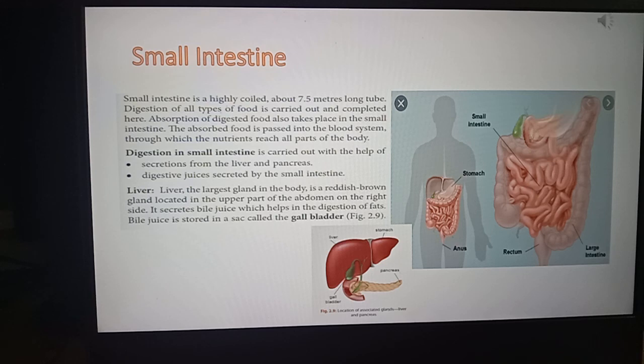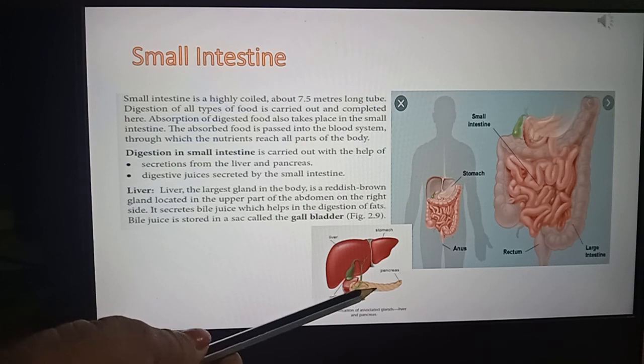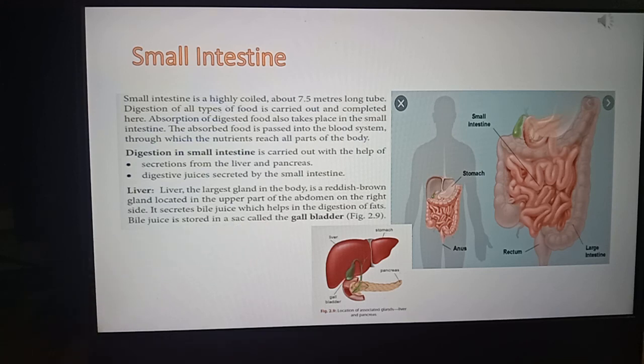The liver is the largest gland, reddish brown in color. It secretes the bile juice, which is stored in the gallbladder. Then comes the pancreatic juice, secreted by the pancreas, which acts upon protein and converts it into amino acid. When it acts on starch, that is carbohydrate, it gets broken down into simple sugar, glucose. When it acts on fats, fats get converted into fatty acid and glycerol.